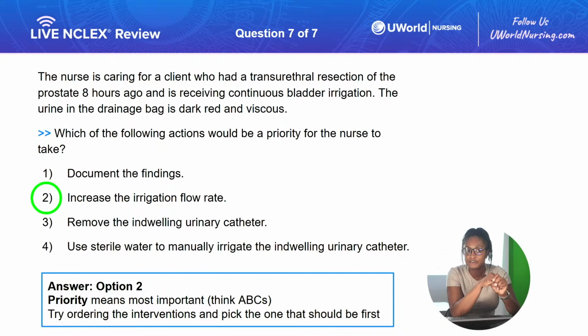But normally, the first thing that we would do is try to increase that irrigation flow rate, because this is something that is in the nursing scope of practice, while option 4 is something that we would actually need to get an order from the doctor. And this is actually probably step number 2, not the first priority thing to do.